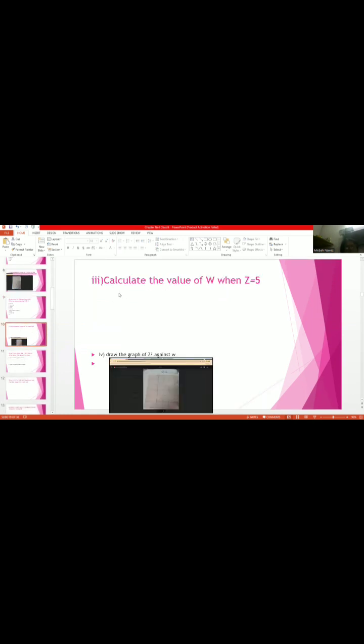Again, calculate the value of w when z is equal to 5. So first I have to write the connecting equation, that is z square is equal to 2w, and the value of z is given, that is 5. So here I have to write the value of z, how many times? 2 times, because its square is given. Okay.